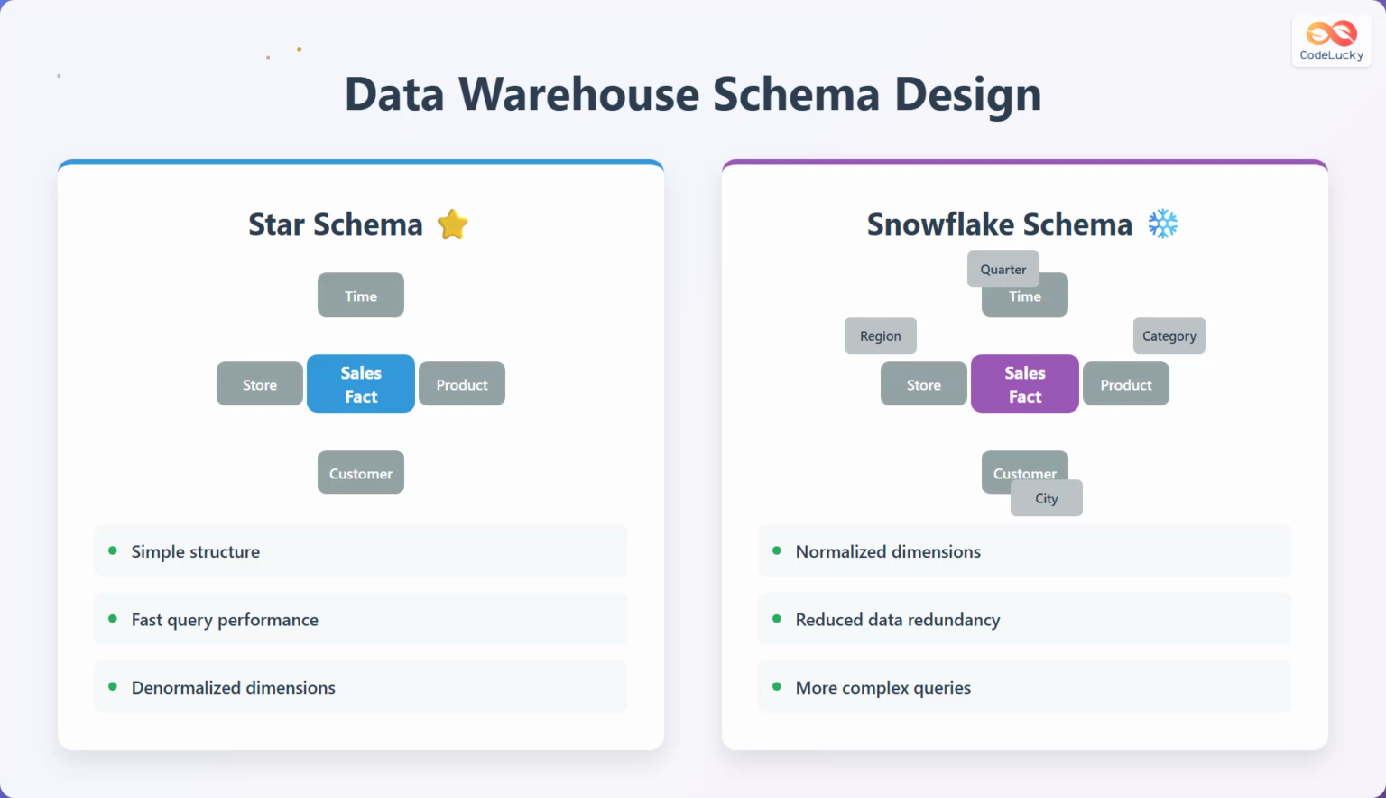Data warehouse schema design involves 2 popular schemas. The first is the star schema. It has a simple structure and offers fast query performance, but uses denormalized dimensions. The second one is the Snowflake schema. The Snowflake schema uses normalized dimensions, reducing data redundancy, but it results in more complex queries. A star schema consists of 1 or more dimension tables joined to a central fact table. A Snowflake schema is a variation of the star schema, where dimension tables are normalized into multiple related tables.